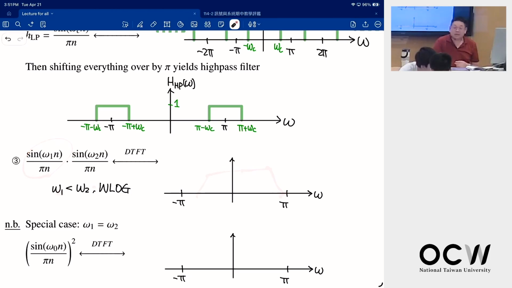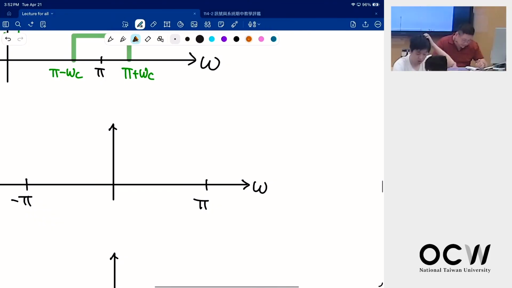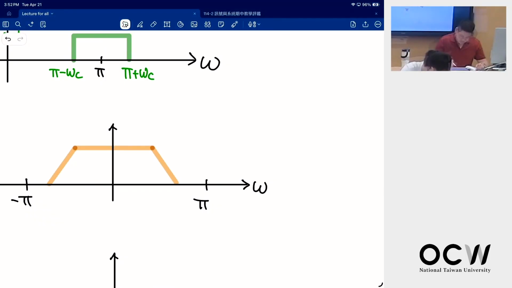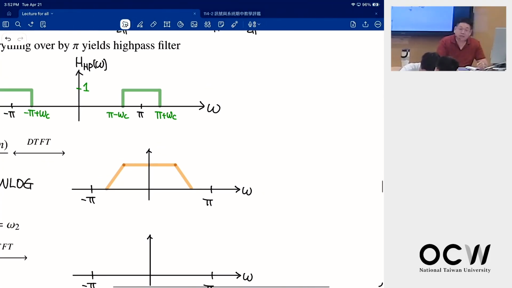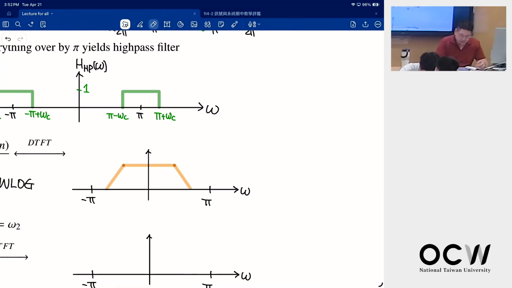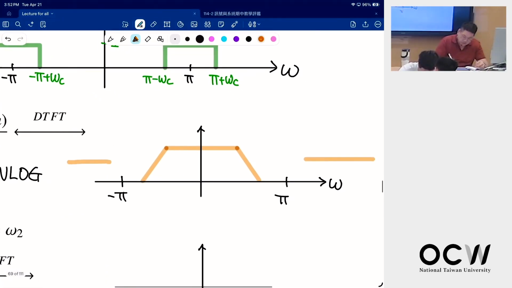Okay. So you can see what's the difference. Here we have a trapezoid. It's from minus pi to pi, but because it is in discrete time Fourier transform, the difference is that it's periodic. So later on, here I will also have another trapezoid.